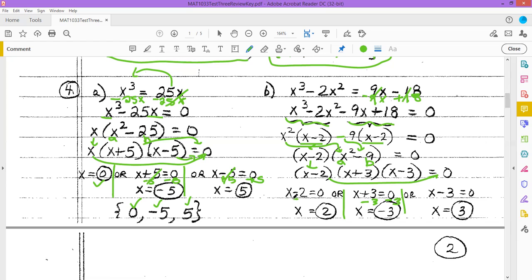So the equation on the left, we're going to add 2 to both sides of the equation. We'll get x equals 2. Or our second equation, we're going to subtract 3 from both sides, and we'll get x equals negative 3. Or our last equation, we're going to add 3 to both sides of the equation. We'll get x equals 3. So here are 3 possible solutions: 2, negative 3, and positive 3.